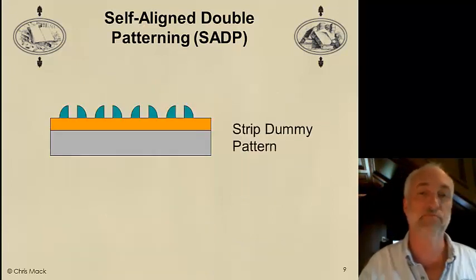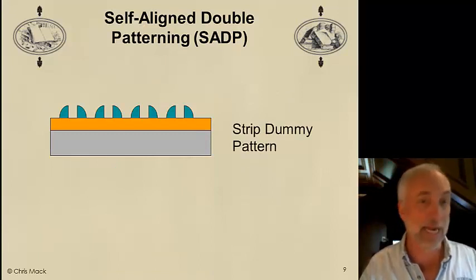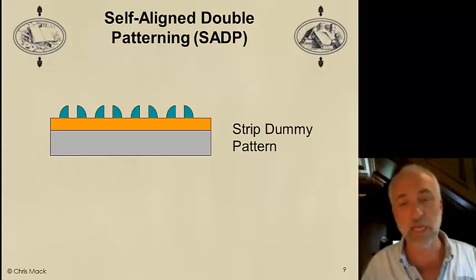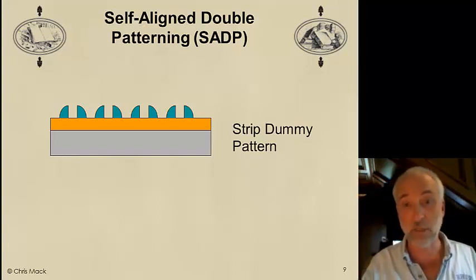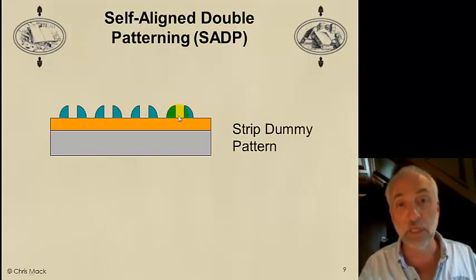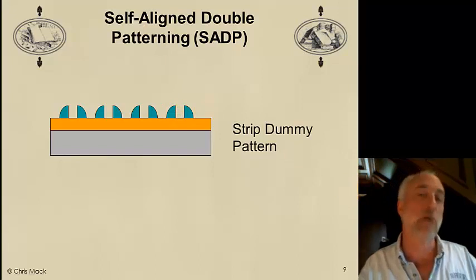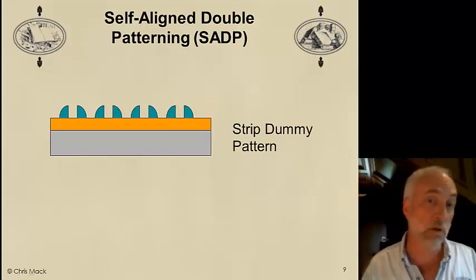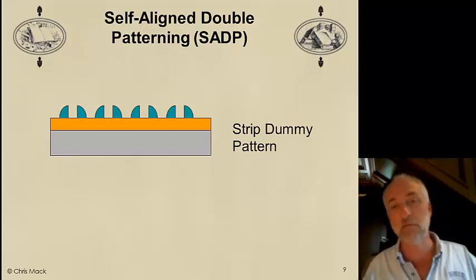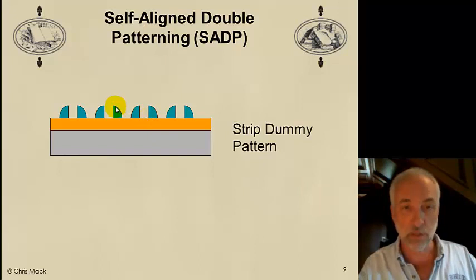Here's the key step. I'm going to strip that dummy pattern right out of the middle. The dummy pattern is made out of one material. The sidewalls are made out of a different material. I put it in some etchant that will remove the material right out of the middle, the mandrel. And what's left is just the sidewall spacers. But now look, I have a feature for every sidewall. I have twice as many sidewalls as I had features to begin with, so now I have twice as many features. And their pitch is half the pitch of the original.